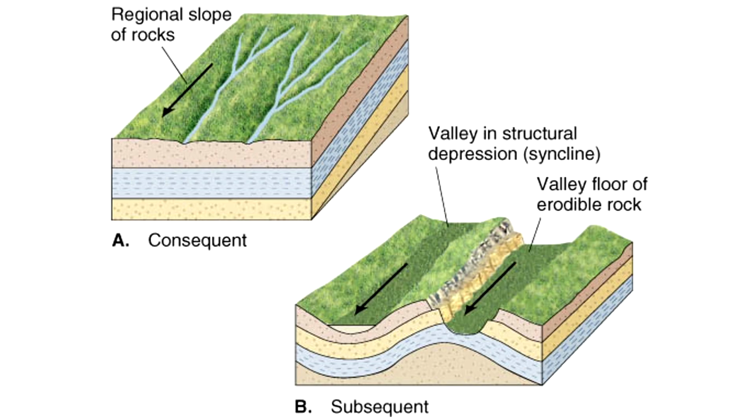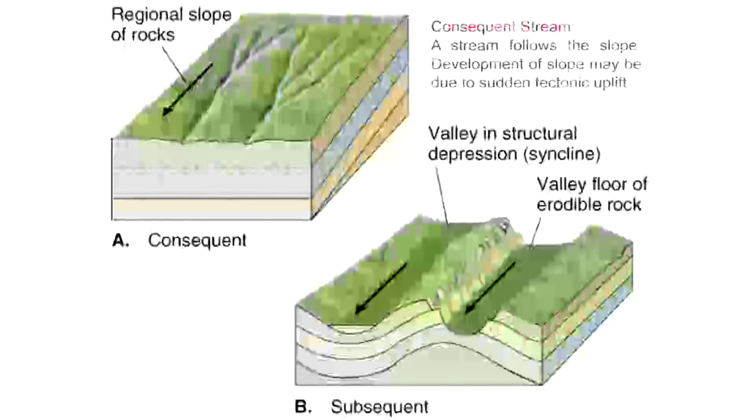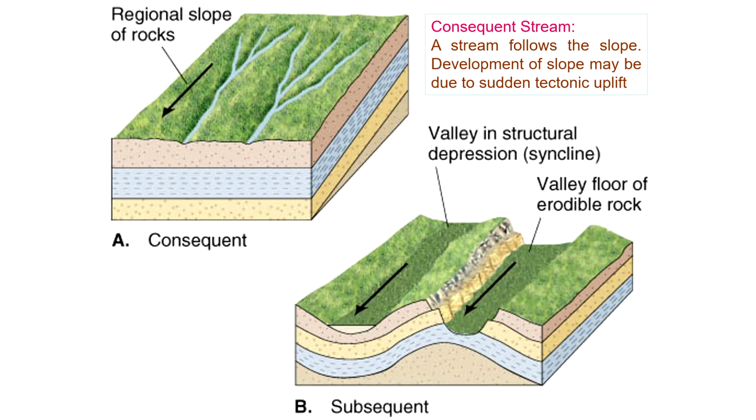Now, you can also classify the channels based on their forms. One is the consequent streams. Consequent streams, or a stream that flows along and follows the slope. The development of the slope may be due to uplift, or maybe due to tectonic uplift. The second one is the subsequent channel. Now, this is flowing along the slope where the beds are also dipping in this direction. So the dip is in this direction, and this slope could be a tectonic slope also.